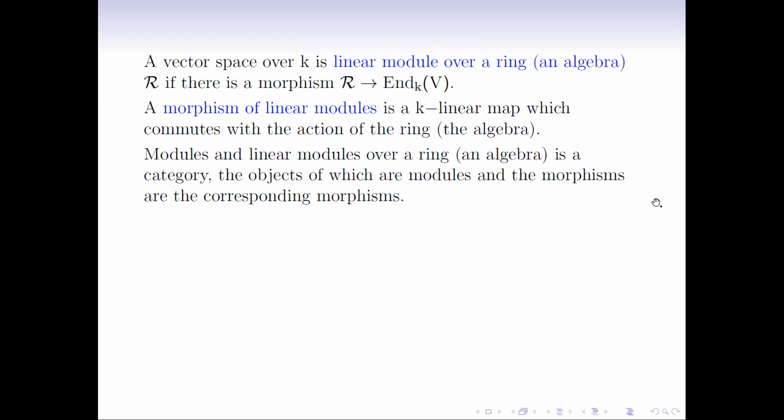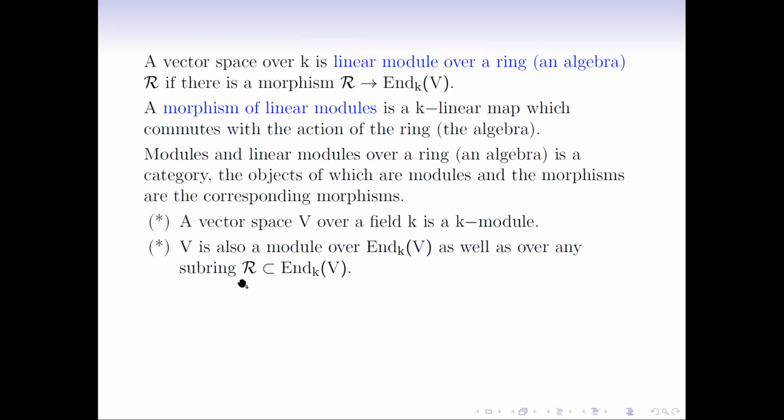Modules and linear modules over a ring or algebra form a category whose objects are modules and the morphisms are the corresponding morphisms. So this is a usual feature. Whenever we have some algebraic structures, if they are reasonable structures, we have a category of them. A vector space over a field K is a K module. V, a vector space over K, is a module over endomorphisms over K of V by definition, because we can act by endomorphisms on V. But if we have any subring R of endomorphisms of V, then V is again a module over R.